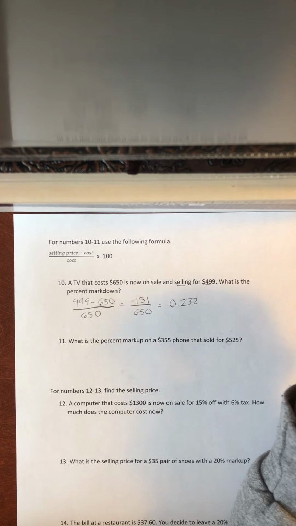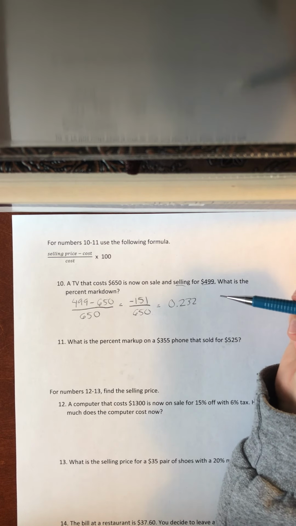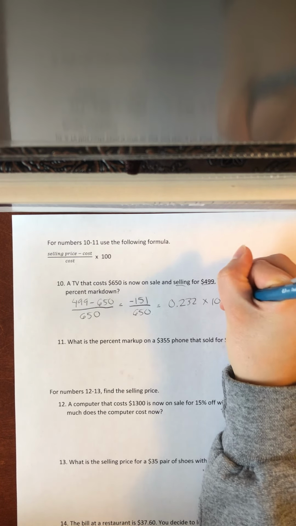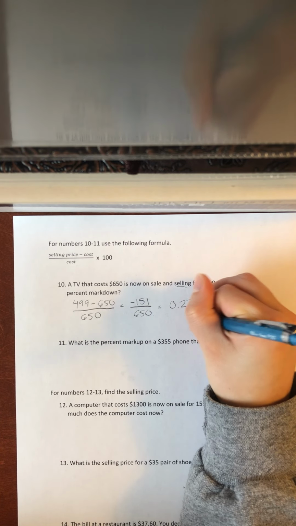0.232. Just ignore the negative because it's saying what is the percent markdown, so we're not going to say it's a negative markdown because that would be a double negative. Multiply by 100, and then it's 23.2%.